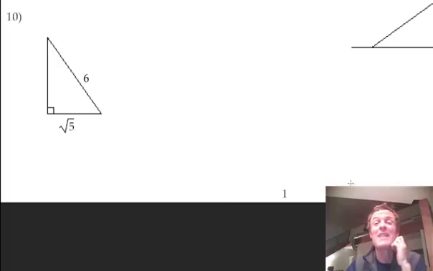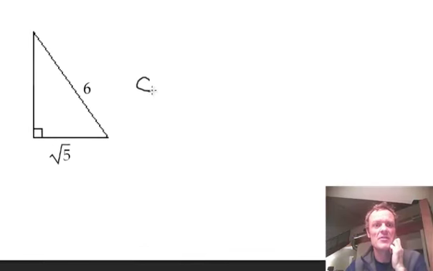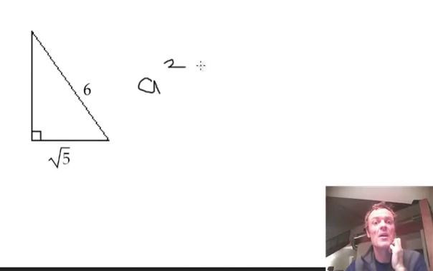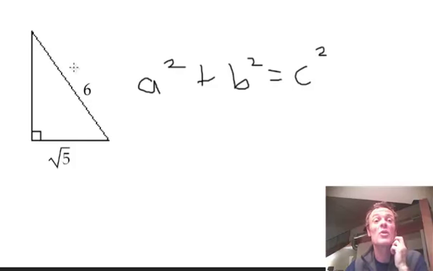Okay, just a couple of Pythagoras' theorem questions. For those who remember this: a squared plus b squared equals c squared. And c is always the longest side, opposite the right angle. So it doesn't really matter what a and b are.